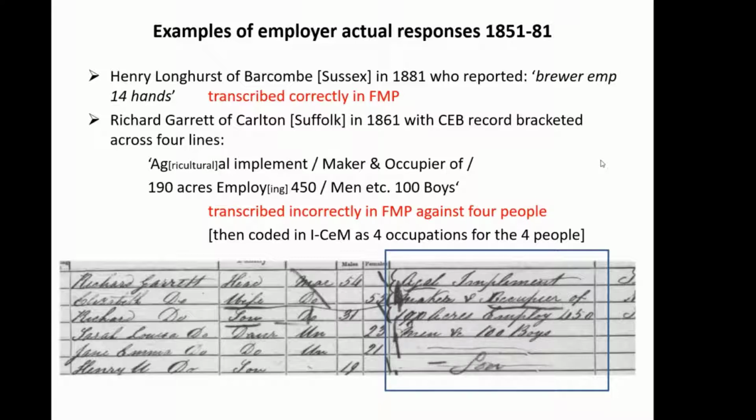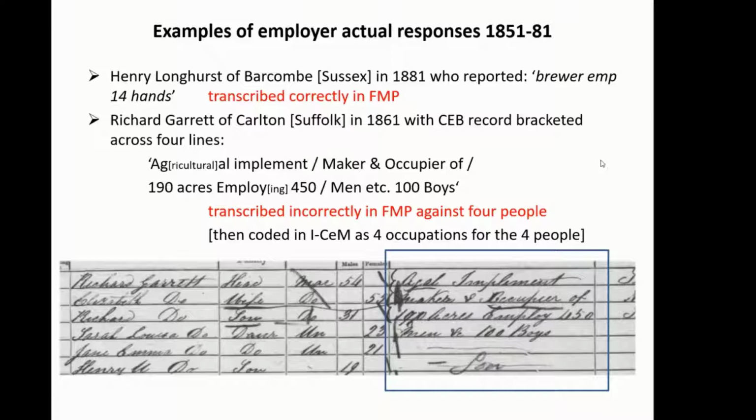However, when we get to Richard Garrett in Suffolk in 1861, he was more complicated. It's transcribed here: an agricultural implement maker and occupier of 190 acres, employing 450 men, etc., presumably women, and 100 boys. Now, that's pretty rich data. That's why we're doing this, because that gives you unique data on firm size.